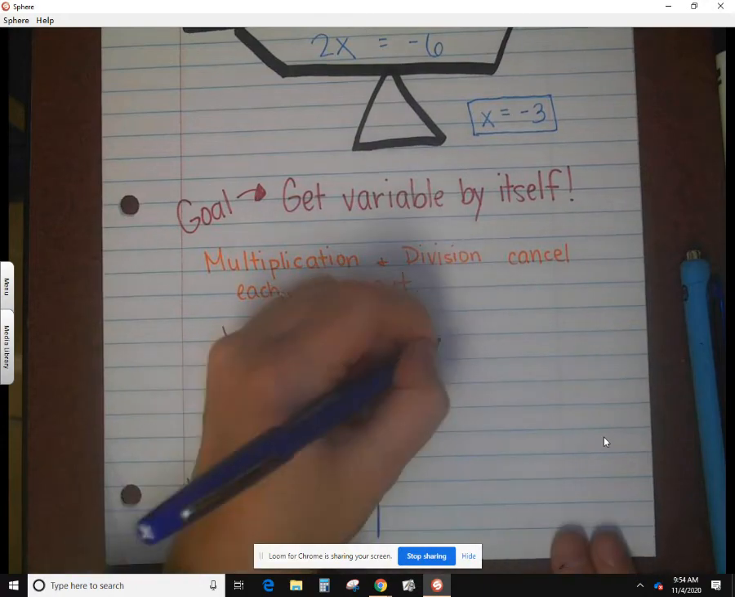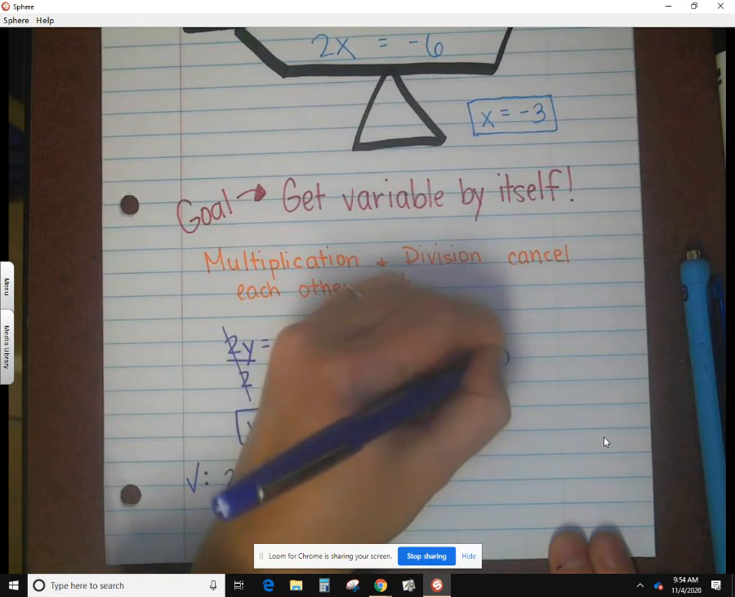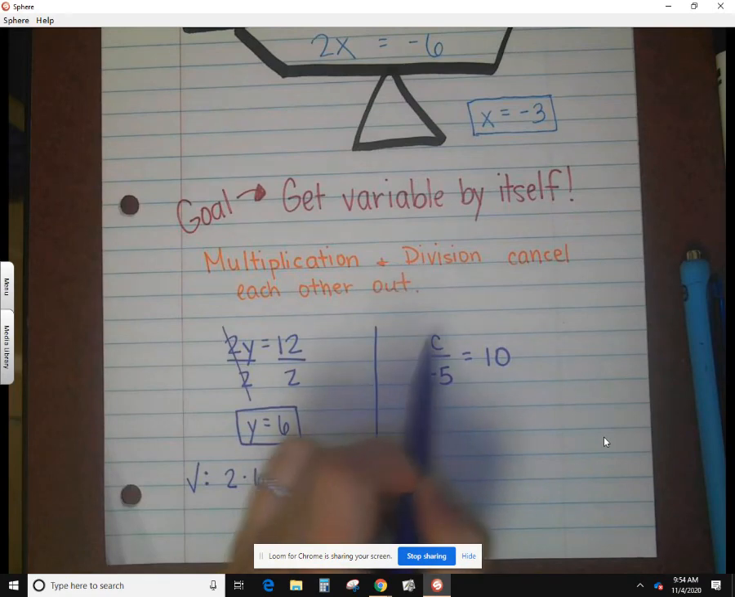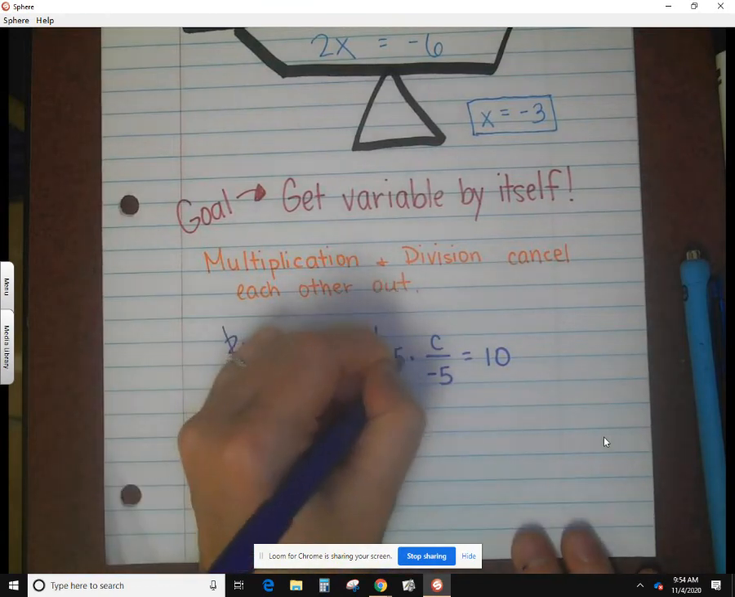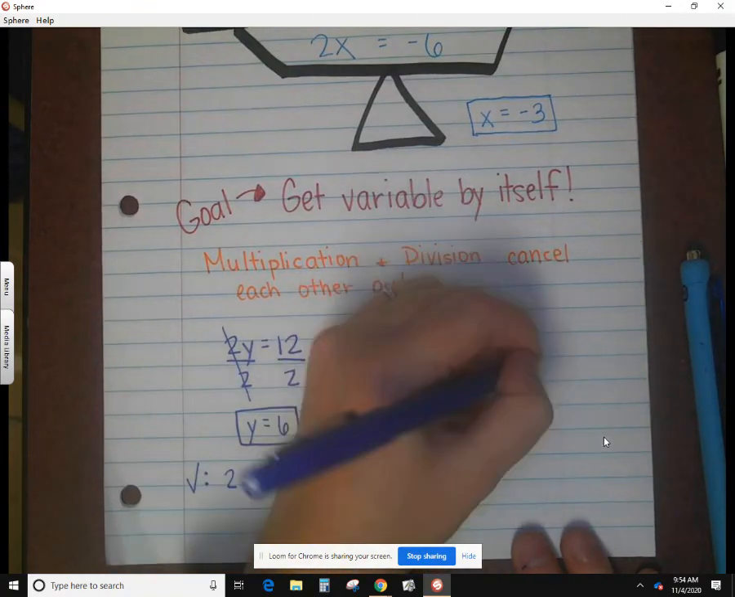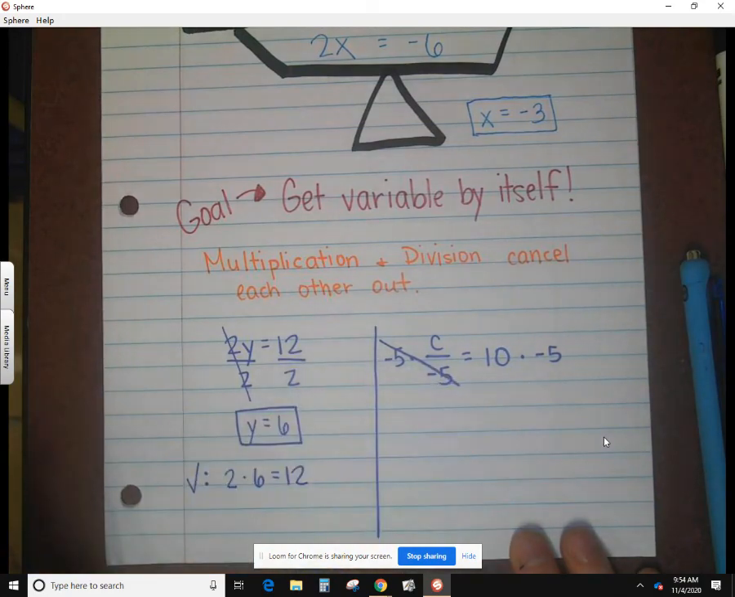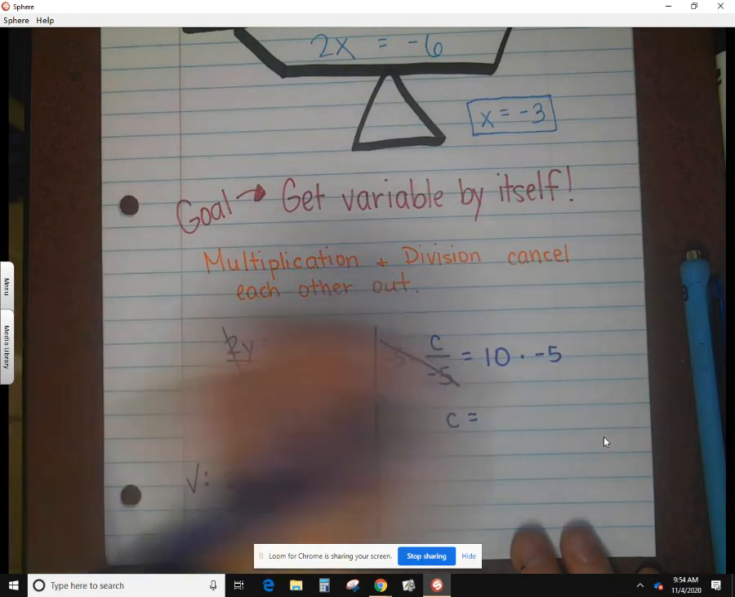Let's go ahead and look at one that not only has division, but also has a negative number. Because we know how to multiply and divide negative numbers, we're going to see them in our equations. So we want to get c by itself, so we've got to get rid of this divided by 5, which means we're going to use multiplication here. And it has to be negative 5 because this was a negative 5. So you've got to multiply by exactly what you were dividing by. Again, multiplication and division cancel each other out. So that's going to leave us with just the c.